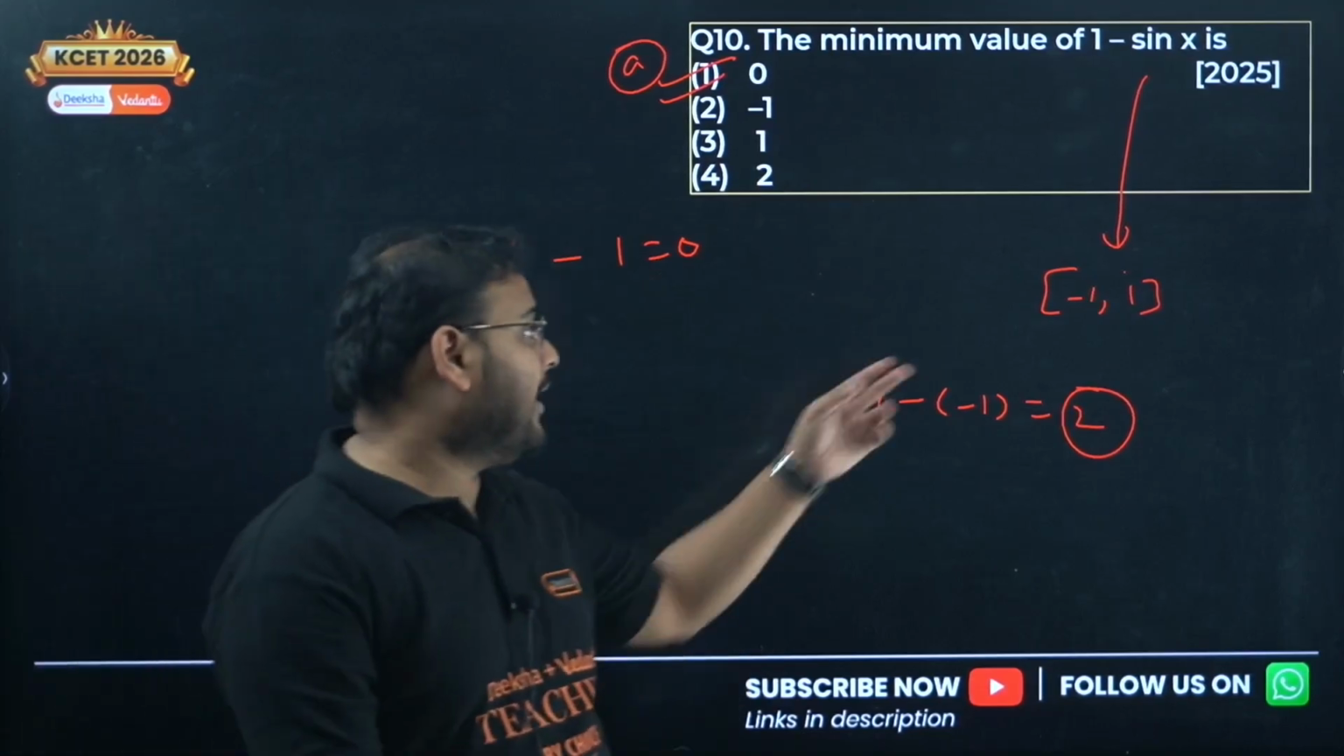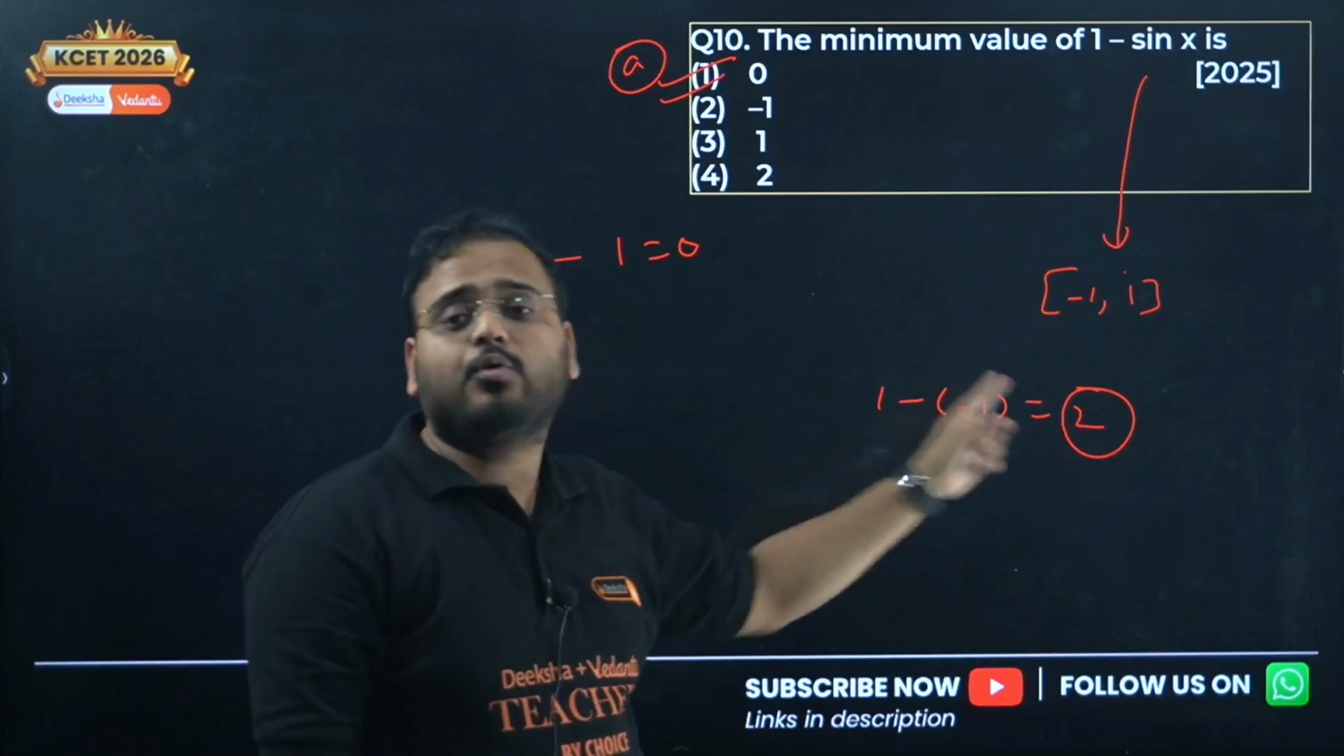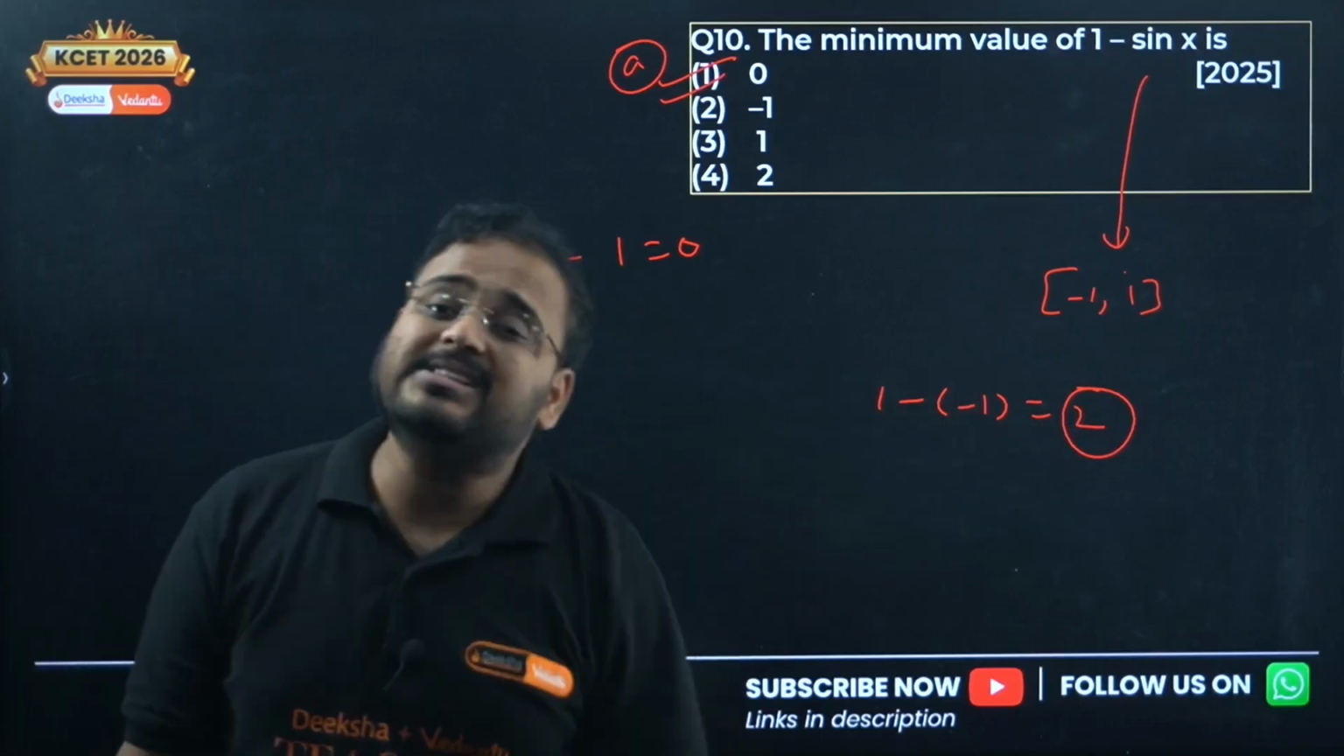Correct now? The two ends of sin x are what? -1 and 1. Okay, the boundaries. When you put -1, you get 2. When you put 1, you get 0. So the minimum value is 0.